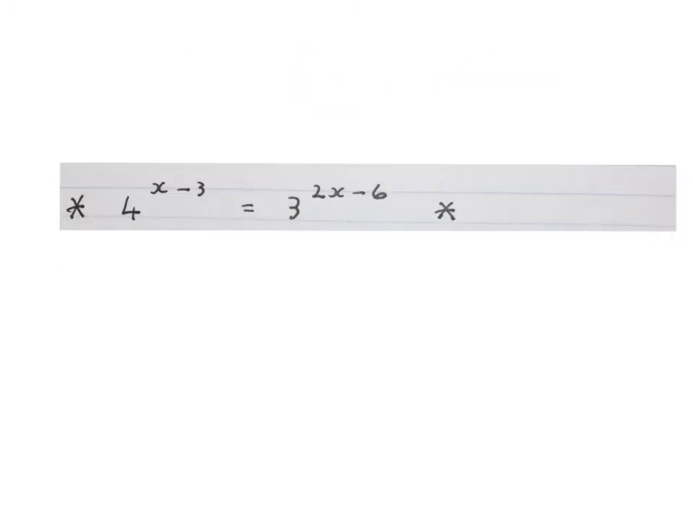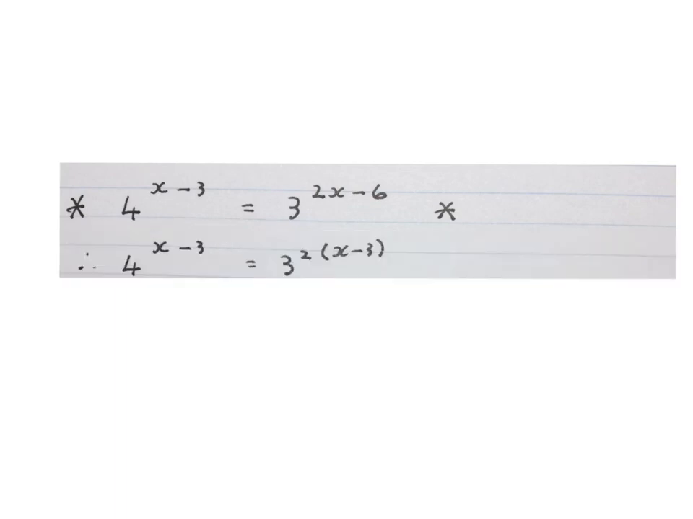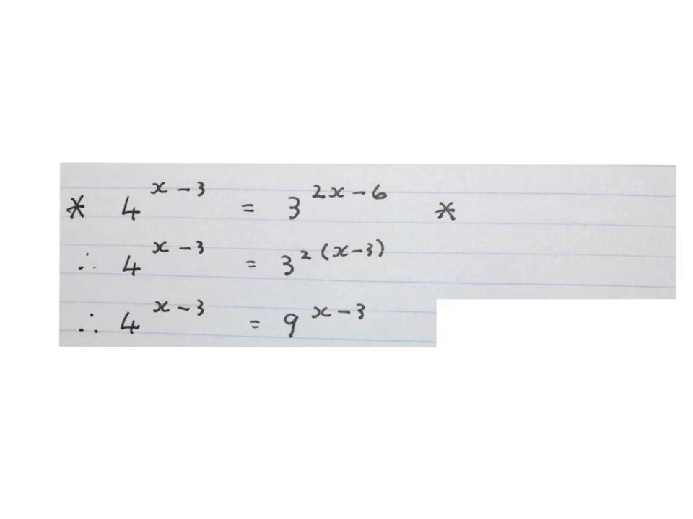Right, the last question is a bonus question. It still says solve for x. In this case, it's impossible to get the bases to be the same. So what we can do is keep the left-hand side, and on the right-hand side, we can take a common 2 out of that exponent like this. That then gives us 4 to the power of x minus 3 equals 9 to the power of x minus 3. Now we can see that the exponents look the same.